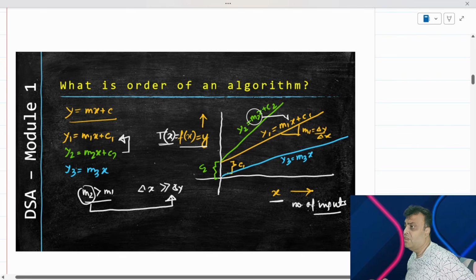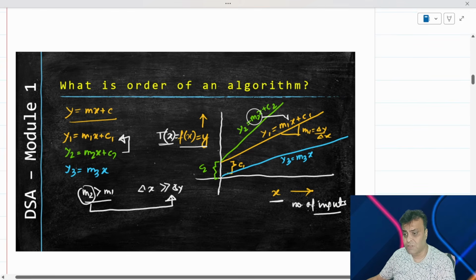Is the change of time increasing for a particular set of inputs in the same manner as for the other set of inputs? So if I give delta x, will both the curves behave in the same manner? Will both the delta y's behave in the same manner? Delta y1 and delta y2, will both of them behave in the same manner? No, they will not.